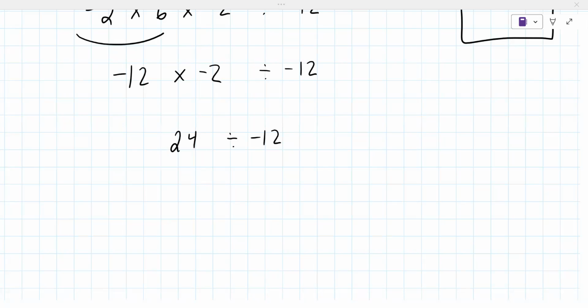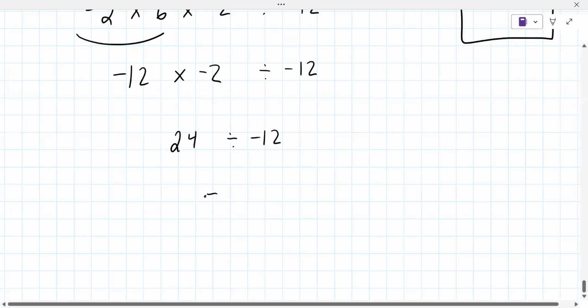But 24 divided by -12, is it positive or negative? That should be negative. Okay, so negative, and then take 24 and divide it by 12. How many times does 12 go into 24?